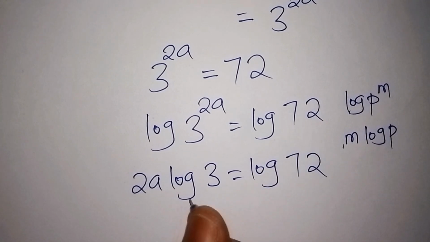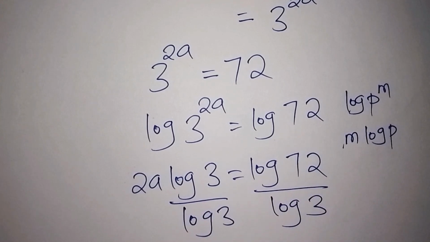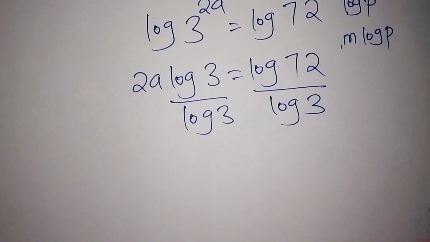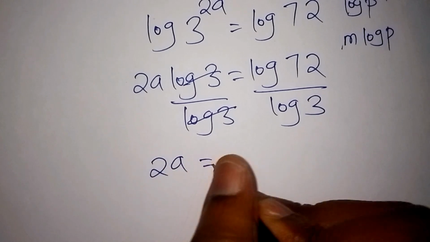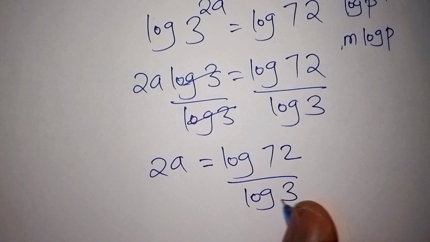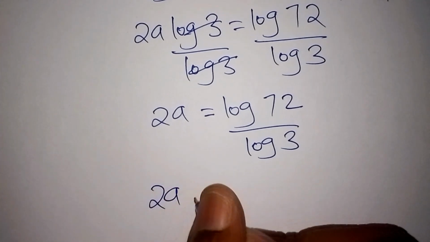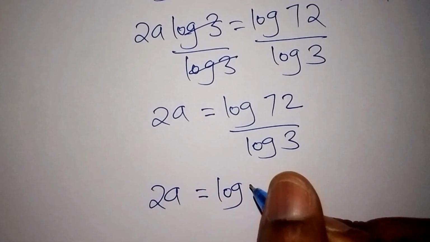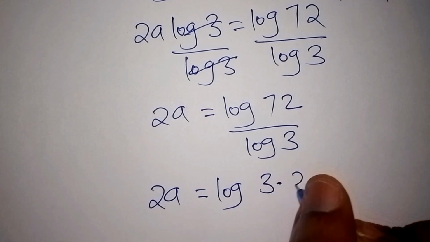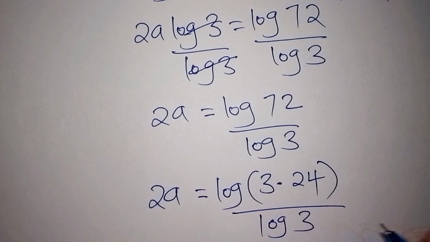Let's now divide both sides by the log of 3. Here also by the log of 3. Our response now shall be, log 3 and log 3 cancel. Now we shall have 2a equals the log of 72 all over the log of 3. Let's now work it out. Our 2a is equal to the log of 72, which can also be written as the log of 3 multiplied by 24, close the bracket, all over our log of 3.